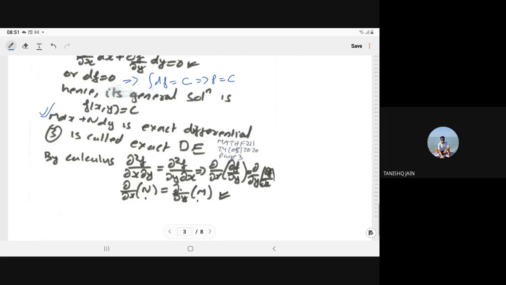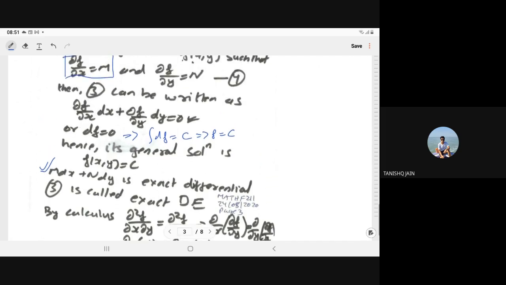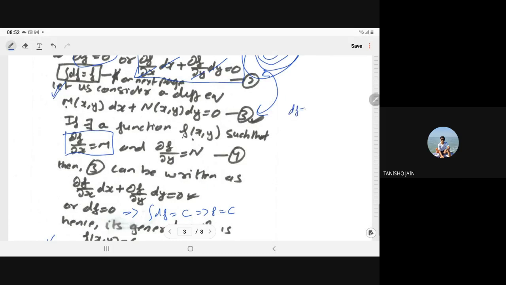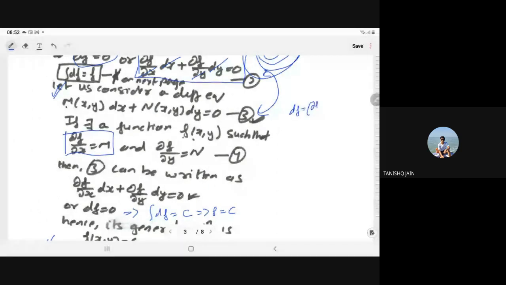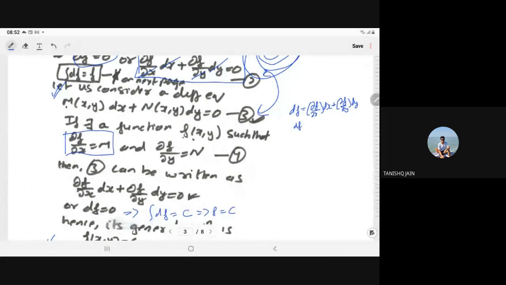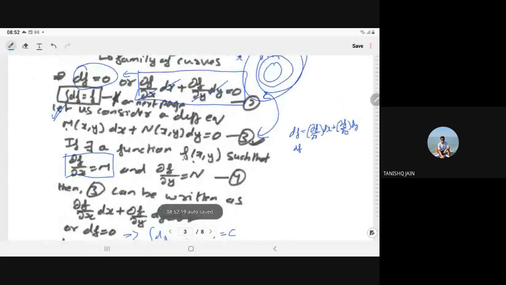How are we relating equation 1 with 3? Actually, we are checking the condition. First we have seen that df can be written as del f by del x into dx plus del f by del y into dy. And what is the benefit? This can be written as df, from here we have df is equal to 0 and the integral is c.